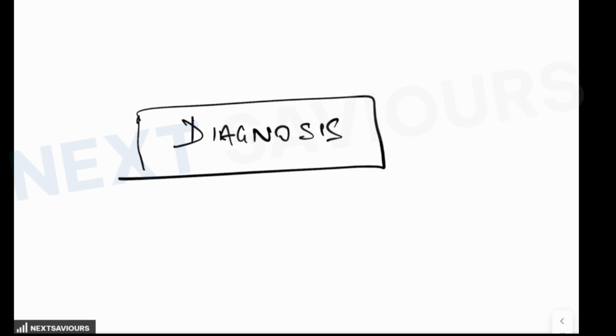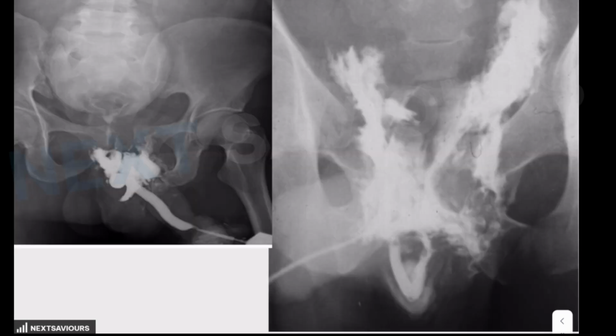So there comes the role of diagnostic tools. That means, what is the diagnostic imaging?